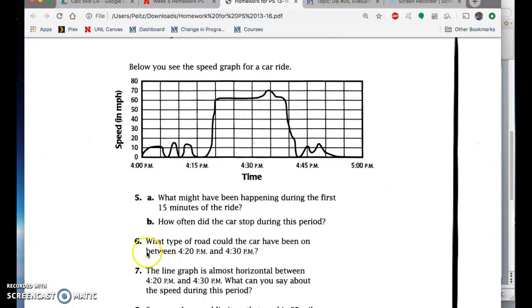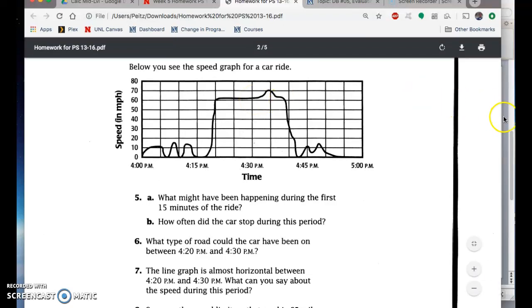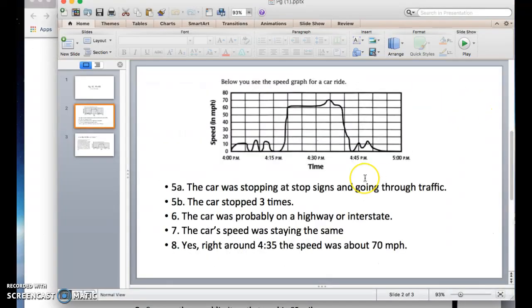Question 6. What type of road could the car have been on between 4:20 and 4:30? So here's 4:20, going all the way to 4:30. Okay, so it's going about a consistent 60 miles per hour. It looks like going the exact same. I took that as probably on a highway or interstate.